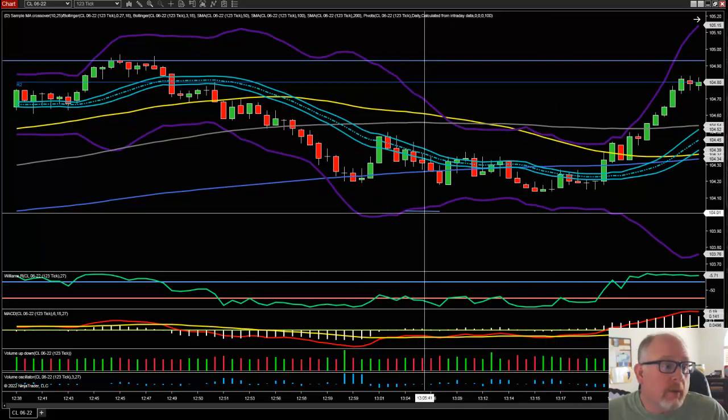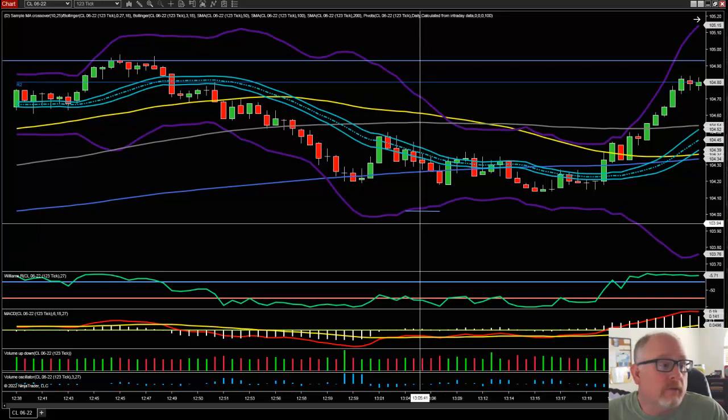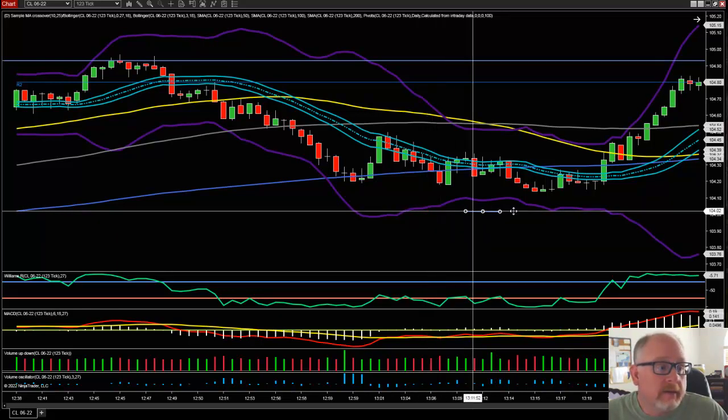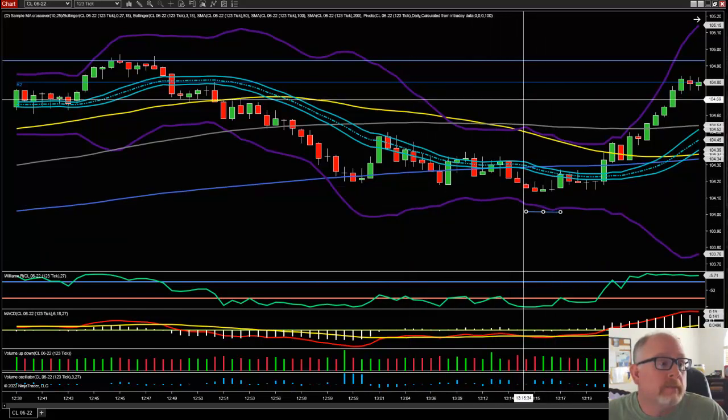Oh, by the way, I marked the 1.5P, which would have brought it to $104.02. As you can see, it didn't reach 104.02 on the downswing.